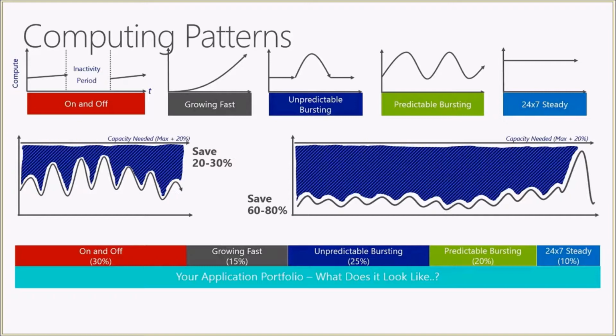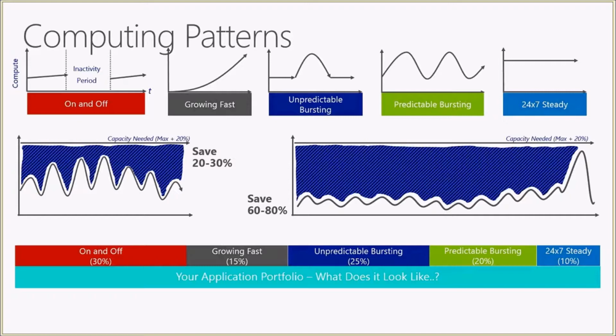And also, you know, the unpredictable bursting or an application growing fast. How do you cater for that today? Maybe you have to size your application far beyond its current needs. Maybe that can be done better within Windows Azure with what we call auto-scaling. But you also may have applications that are just steady. They just run 24/7, consuming a similar amount of compute throughout the day.